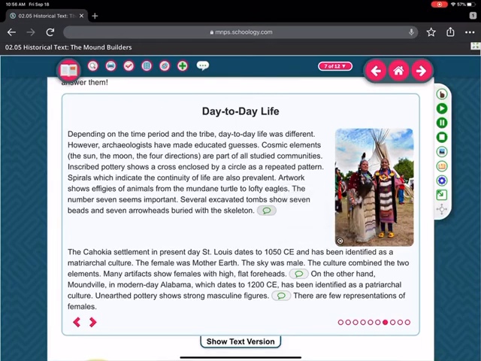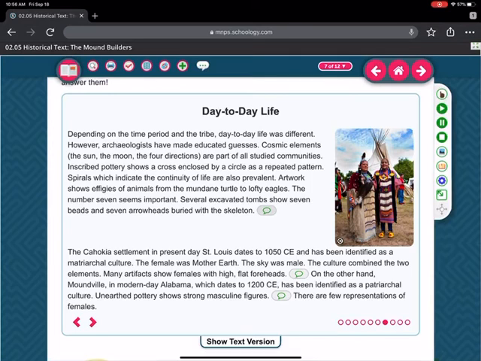The Cahokia settlement in present-day St. Louis dates to 1050 CE and has been identified as a matriarchal culture. The female was Mother Earth. The sky was male. The culture combined the two elements. Many artifacts show females with high, flat foreheads.